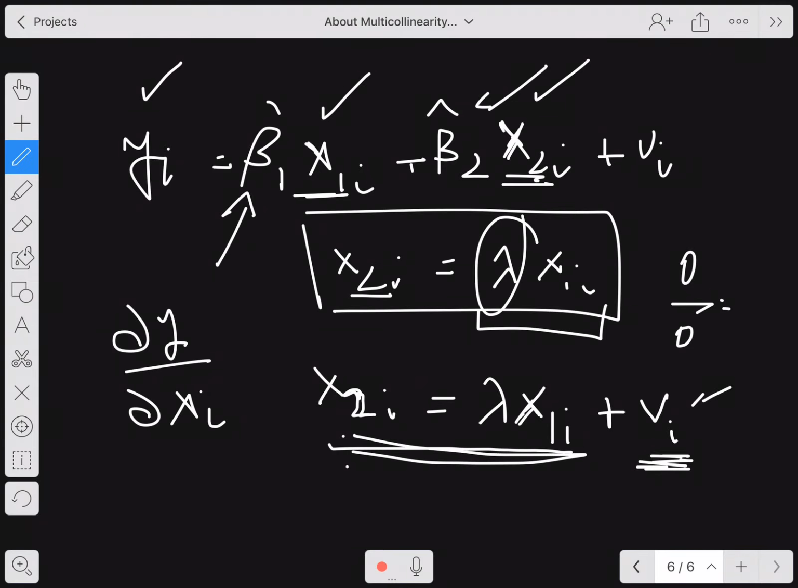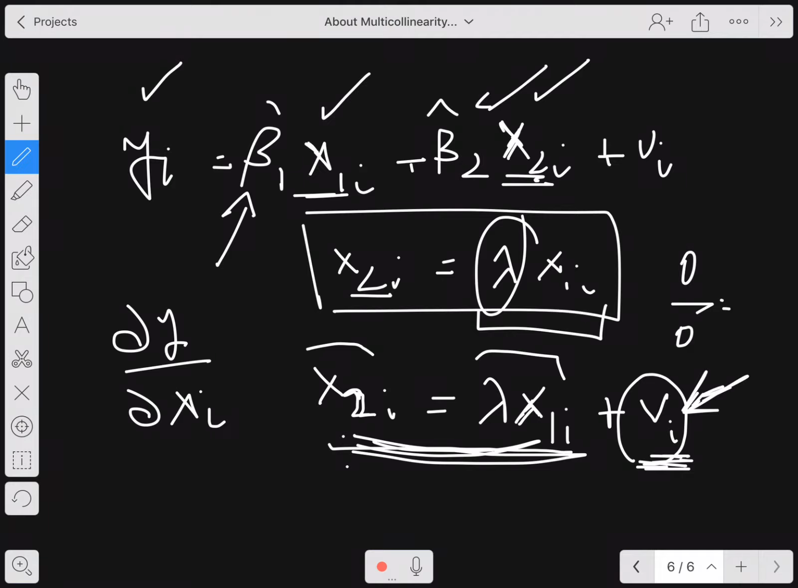In other words, I cannot just replace x2i everywhere in the equation with lambda x1i, because I still have another term here, which is the error term of this equation. And of course, it makes sense that as this error term decreases, the connection between these two increases, which would make the multicollinearity problem worse.